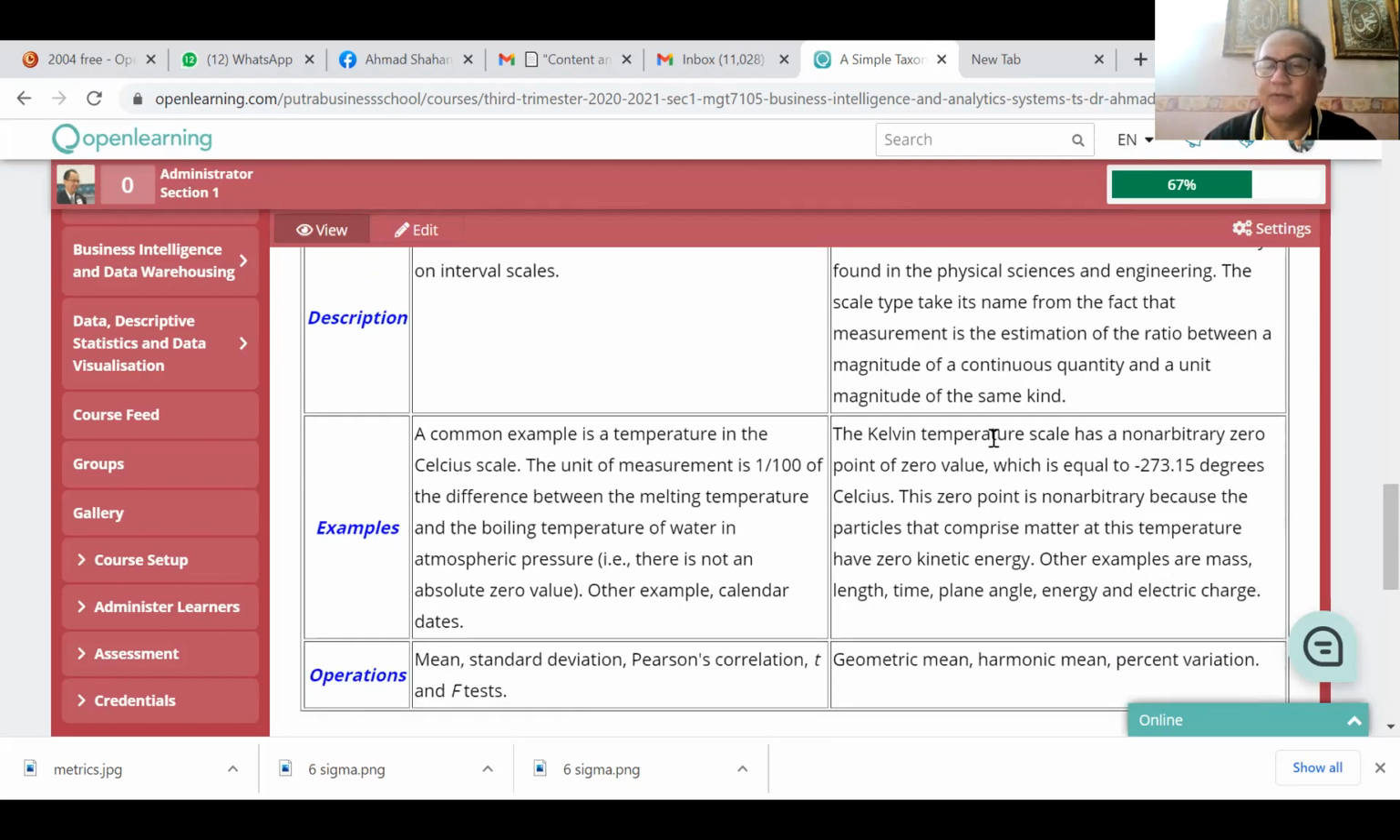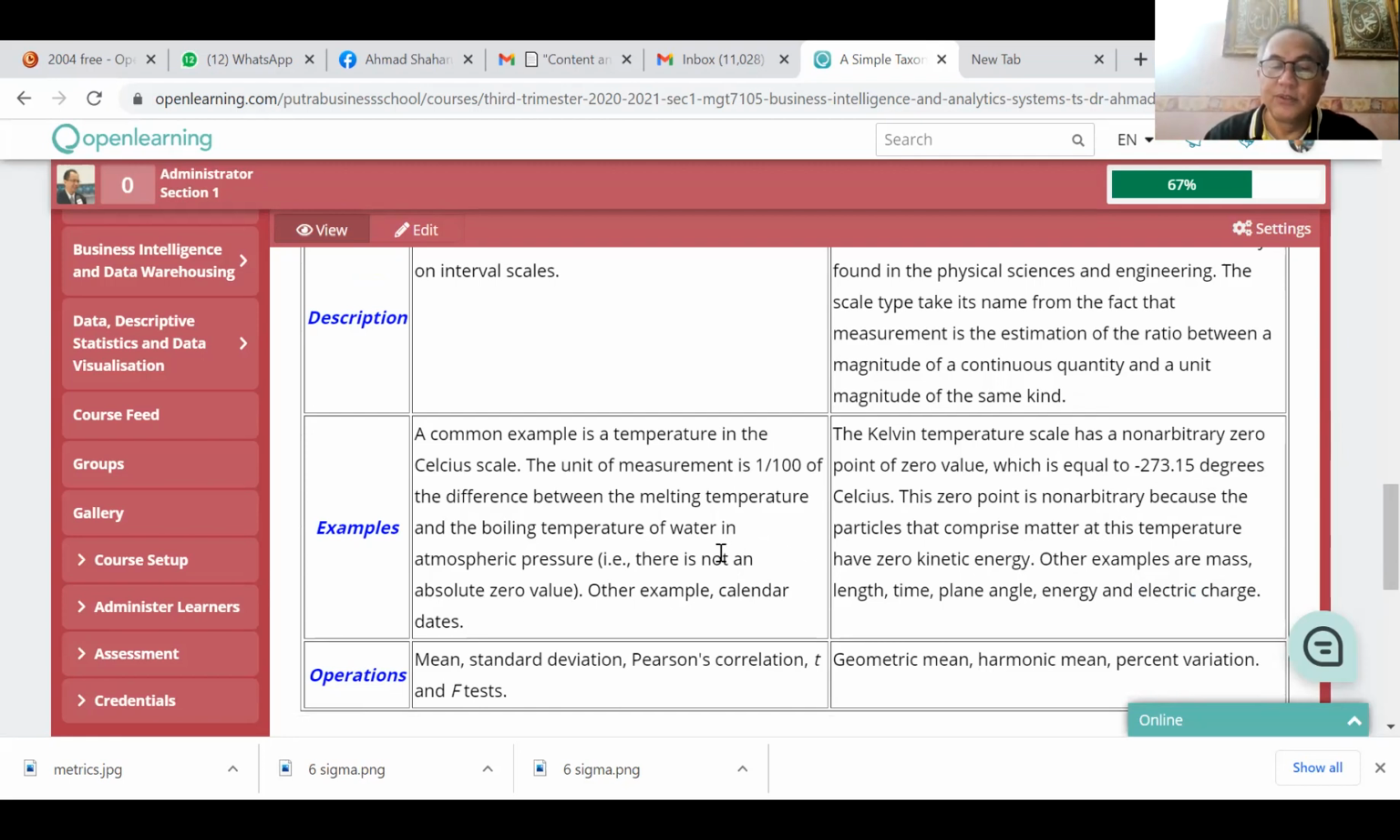Whereas the Kelvin temperature scale is actually you have an absolute zero. We call it absolute zero, and those coming from science will know that absolute zero is equal to minus 273.15 degrees, where there is no kinetic energy.